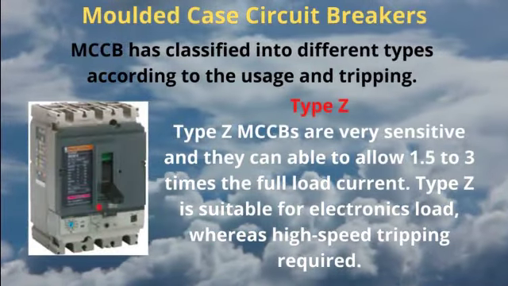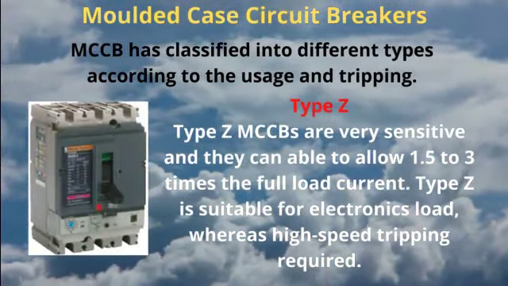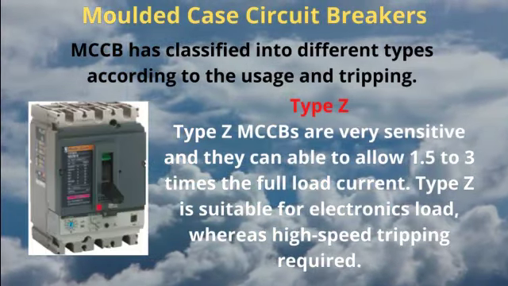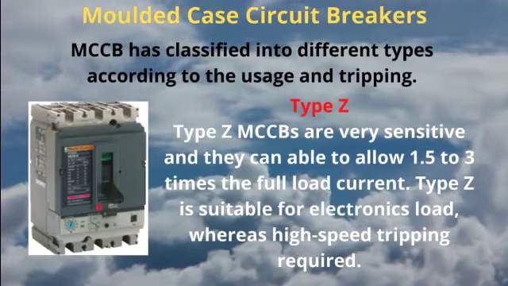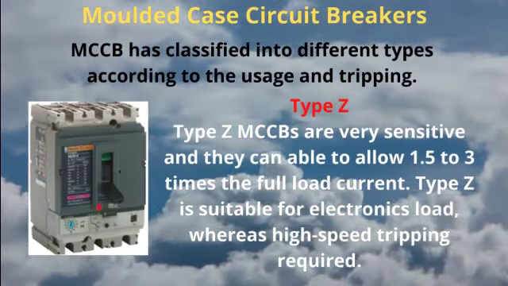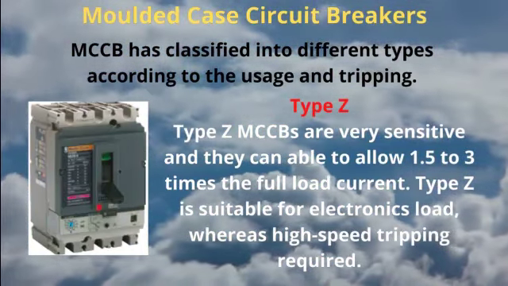Type Z. This type of MCCB is very sensitive and can allow only 1.5 to 3 times the full load current. Type Z is suitable for electronic loads, where high speed tripping is required.